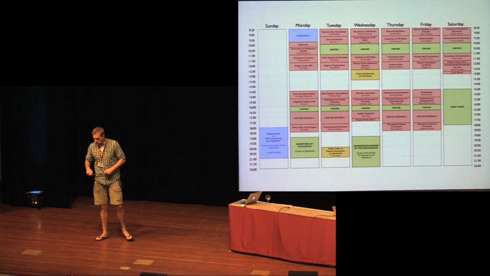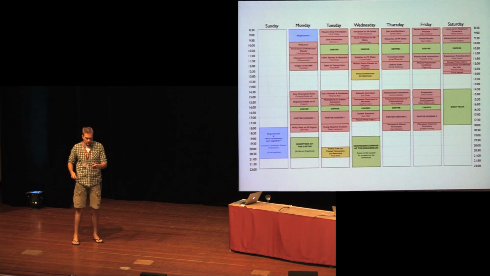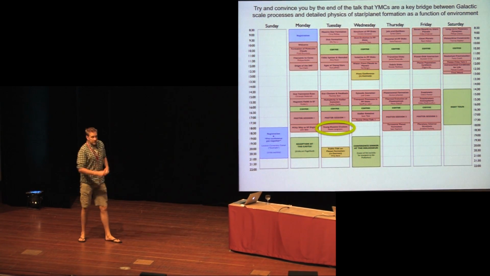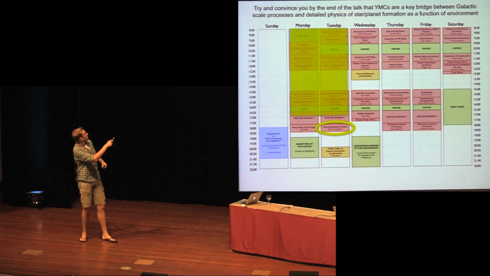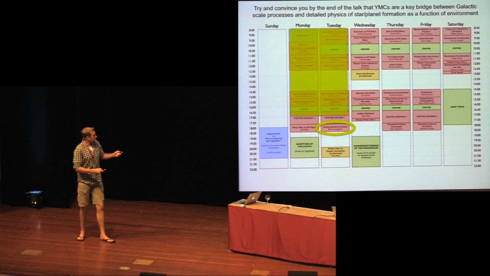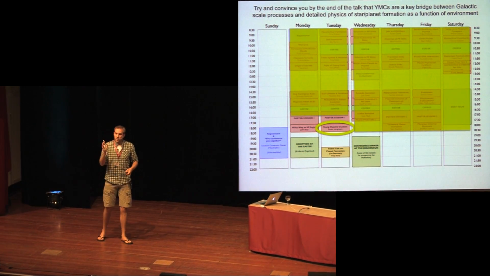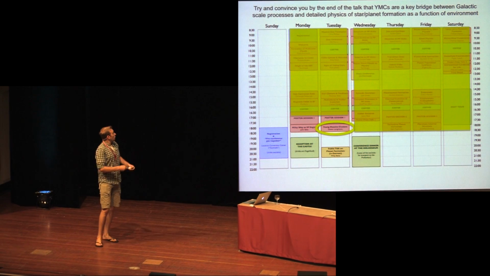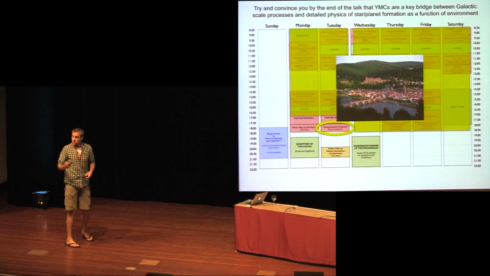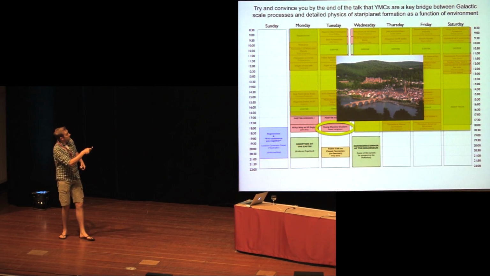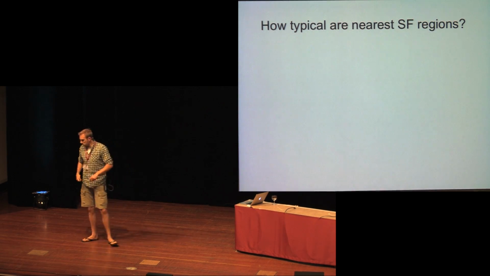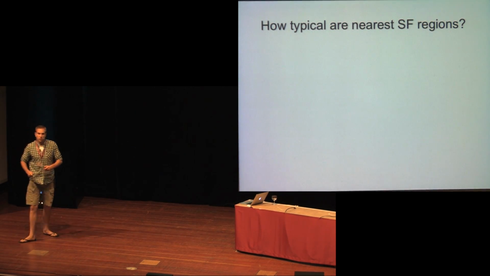So what I'd hopefully like to convince you of by the end of the talk, this is our schedule here, is that young massive clusters are a bridge linking two regimes: the larger-scale global processes in the gas that we've been hearing about earlier in the week, and the more detailed physics of how you form the stars and planets. We can learn a lot of key details using young massive clusters.